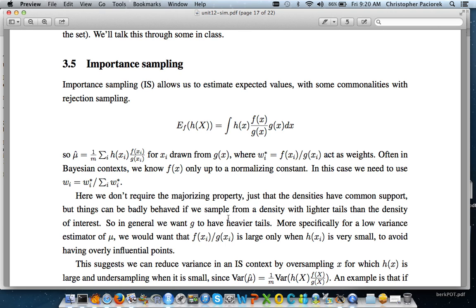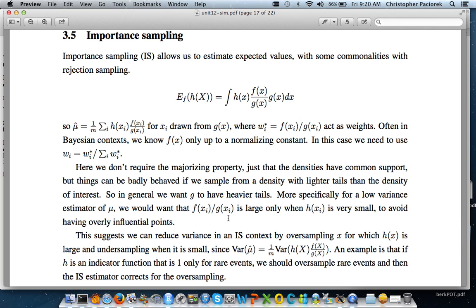And in the cases where f is much smaller than g, I'm going to get many more of those sampled from g than I should have if I were sampling from f, so I need to downweight those guys. So we're just sort of adjusting on the fly to what's gone on in terms of sampling from g instead of sampling from f.